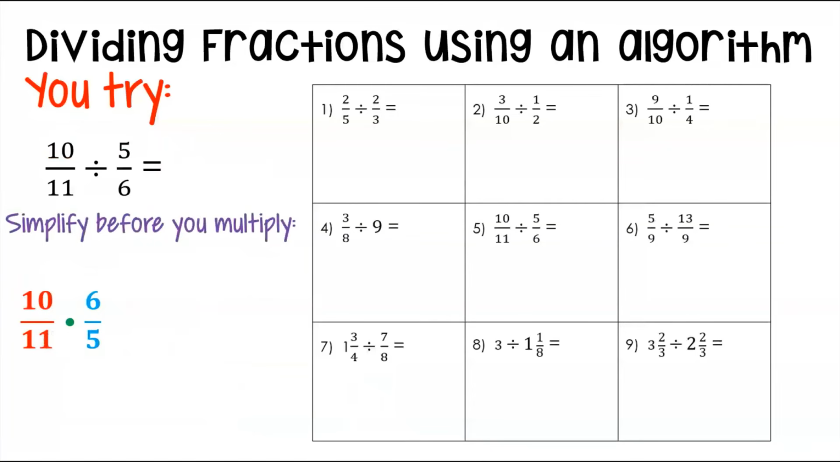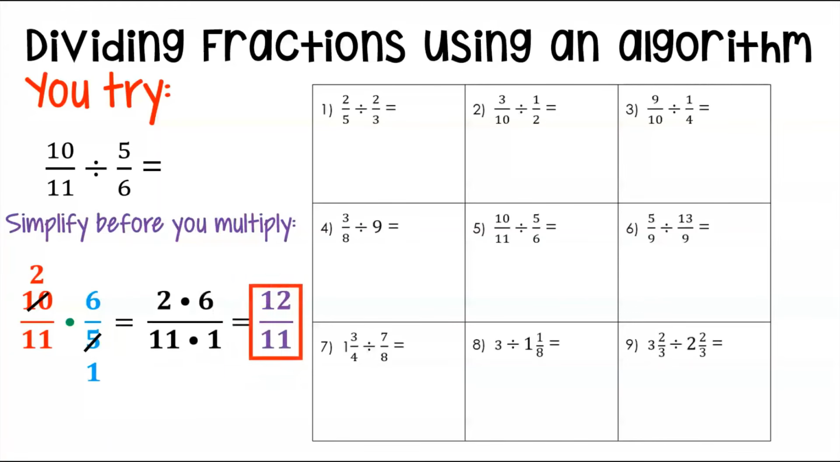Now you could simplify before you multiply. If you notice that 10 and 5, one number from the top and one from the bottom, share a common factor of 5. 10 divided by 5 is 2, and 5 divided by 5 is 1. Now when we multiply across, we instantly get 12/11, which is the same thing as 1 and 1/11. And that is the same answer we got if we simplified after we multiplied.